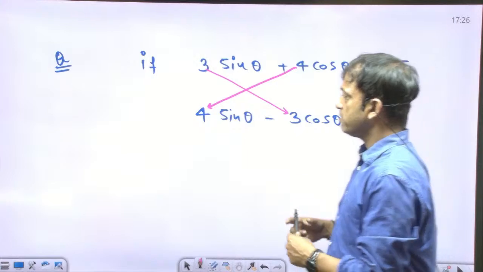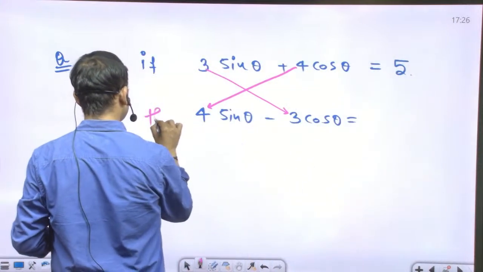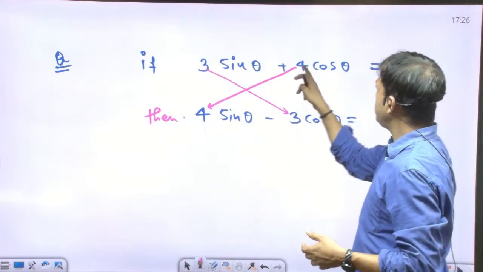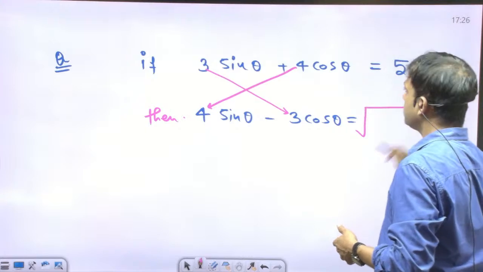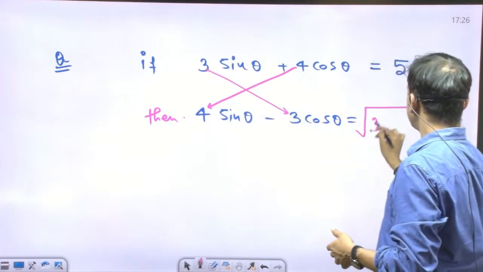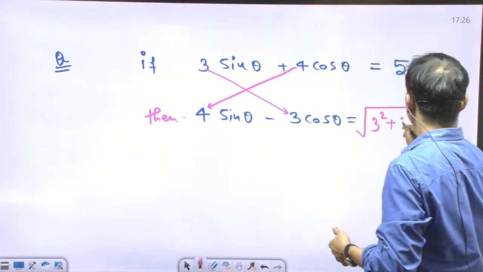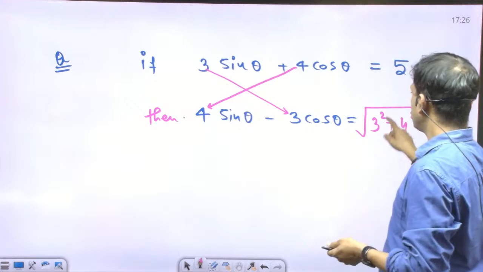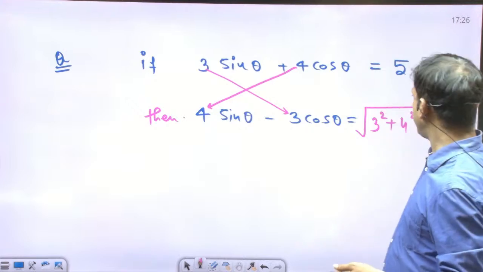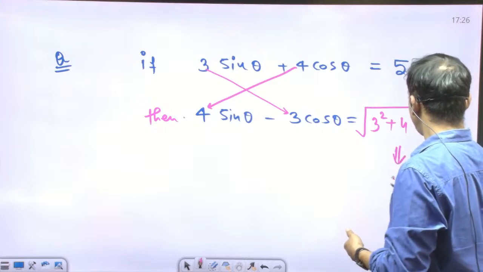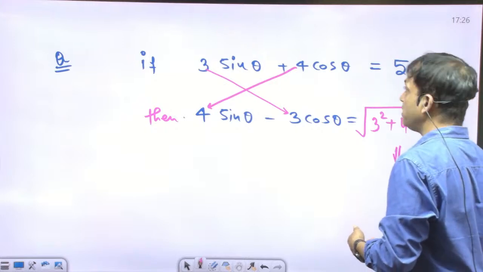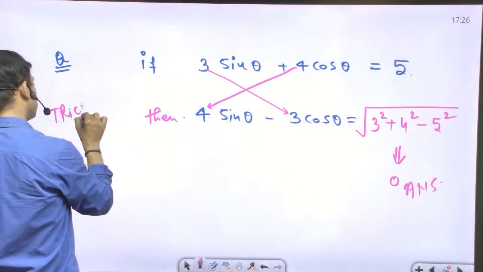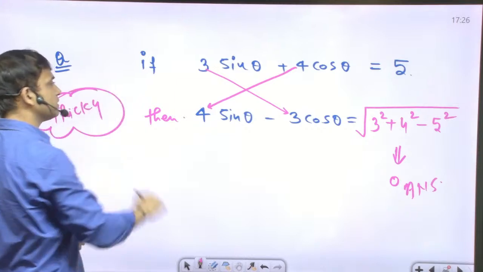What will be your answer then? I think 0. Okay, 0 will be the answer. A, B and C. So write under root, that is A square, so write 3 square plus B square, that is 4 square, and then 5, write minus 5 square. So this will be 9, 16, 25 minus 25. Your whole answer will be 0, and 0 will be your answer. This is the tricky approach for this question.